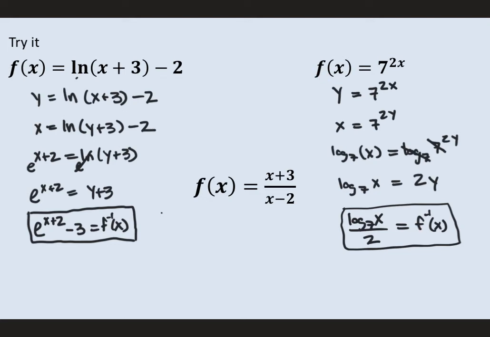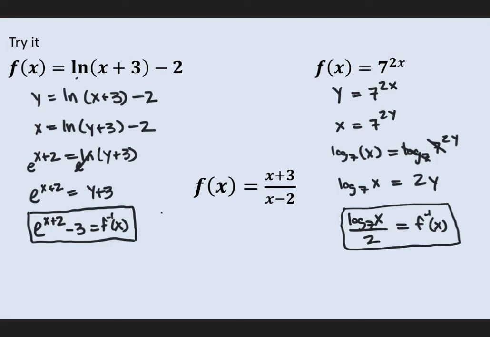All right, and then our last one here, f of x equals (x plus 3) over (x minus 2). This one is a little trickier. This is not something from this chapter. This is rational equations. And so we'll do this one, and hopefully it goes smoothly.